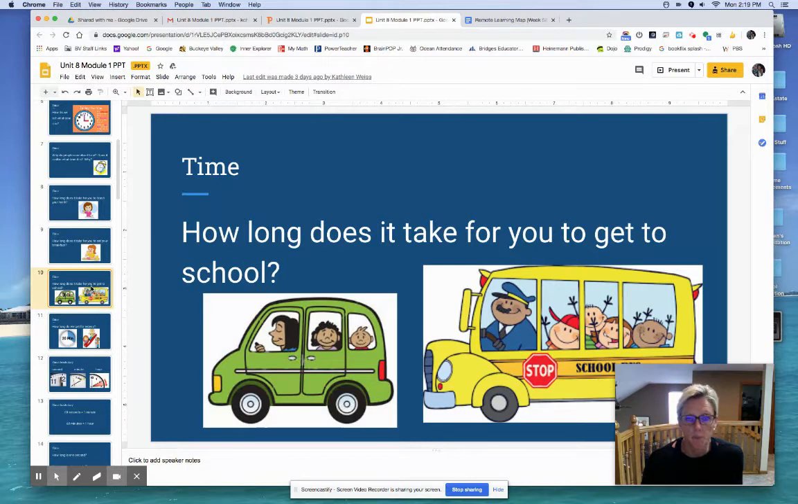How long does it take you to get to school? Think about that. What would be longer? Would it be longer to brush your teeth? Would it take longer to get to school? Or would it take longer to eat your breakfast? So you can, even if you don't know the time, you can compare times by thinking about which one's longer and which one's shorter.